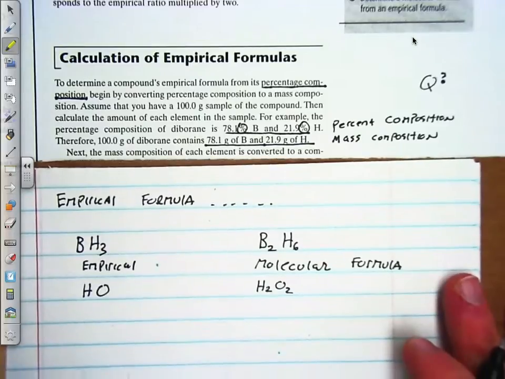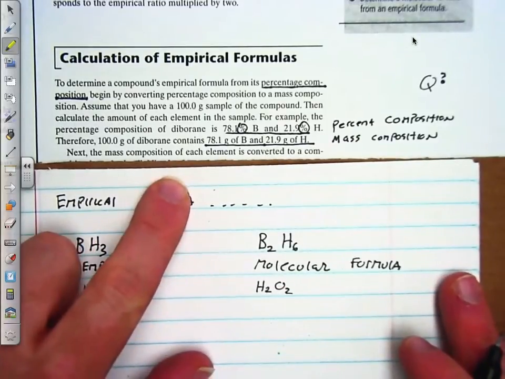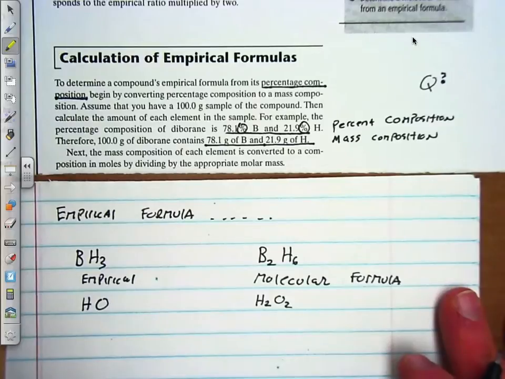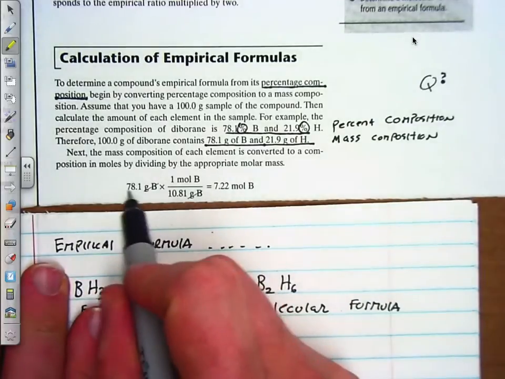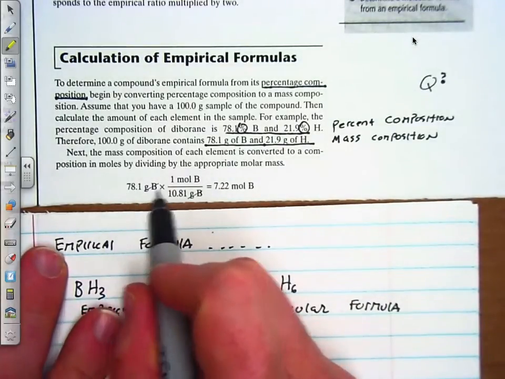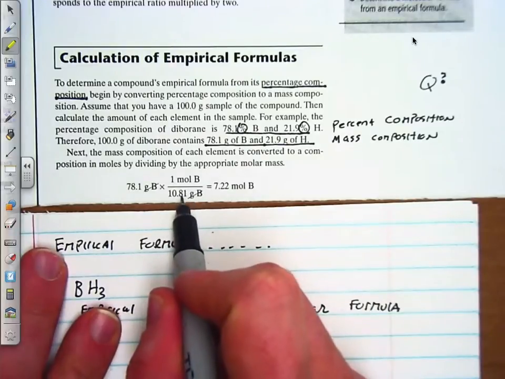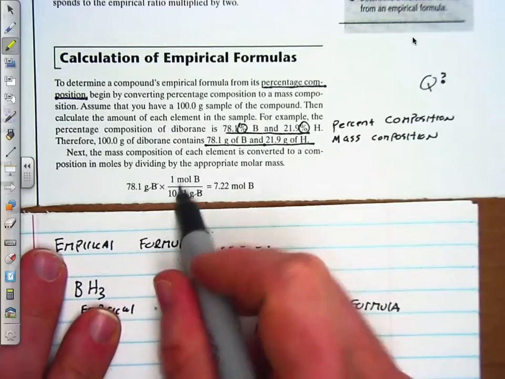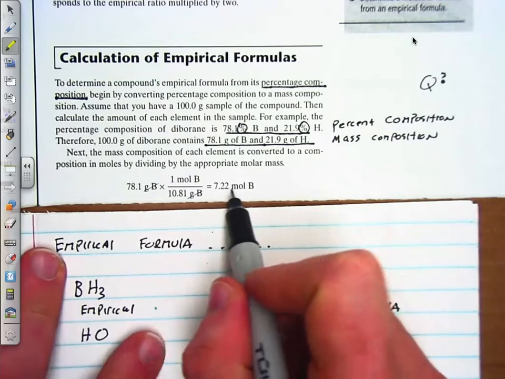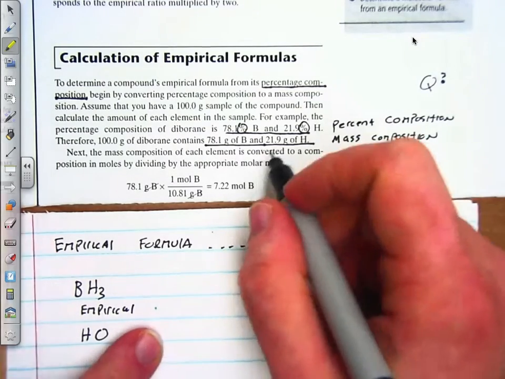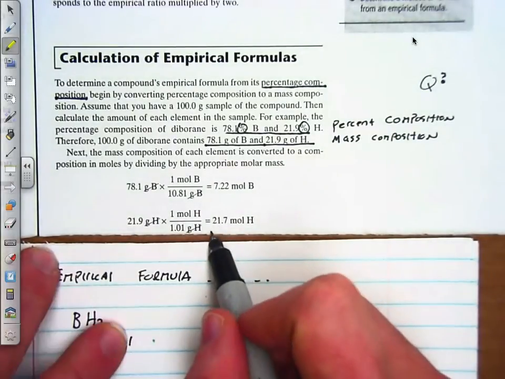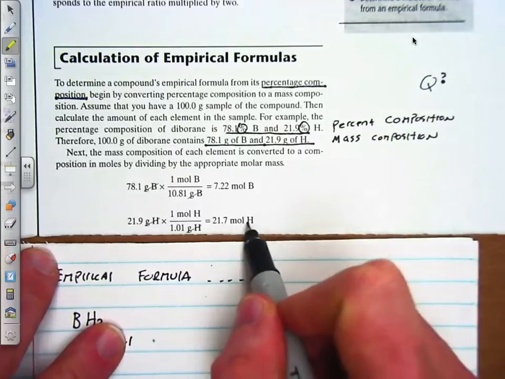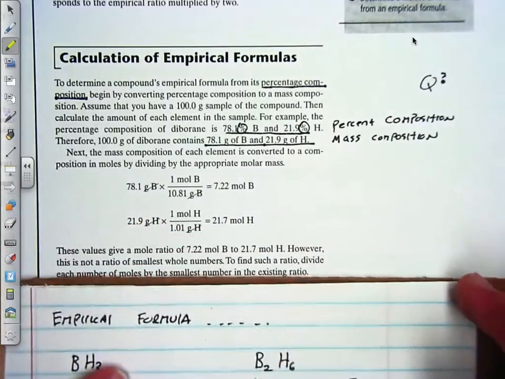Now, next, the mass composition of each element is converted to a composition in moles by dividing by the appropriate molar mass. So, if you have 78.1 grams of boron, divide by the molar mass of boron, which is 10.81, periodic table, if you don't know, and you'll get 7.22 moles of boron. Okay, and for 21.9 grams of hydrogen, you get 21.7 moles of hydrogen. All right, let's keep reading.